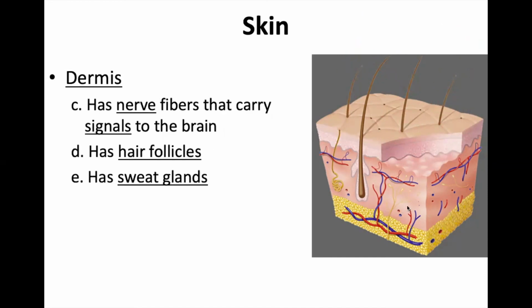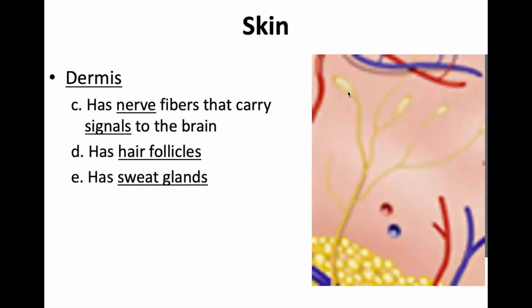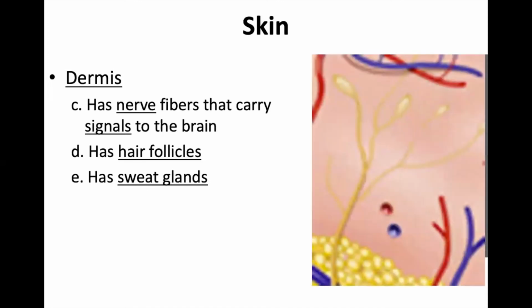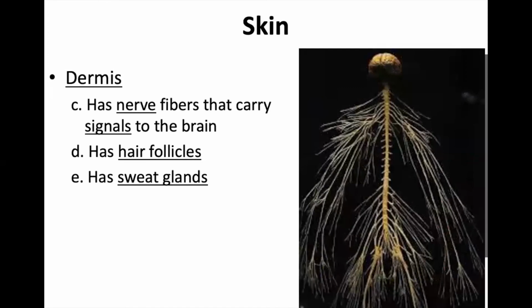You have nerves. They're going to carry signals to your brain. When you zoom in on that, there's the nerve. You can see the nerve endings. When you put pressure on the skin, the nerves feel that pressure, send a signal to your brain telling you about it, and your brain recognizes that you got touched. And these nerves spread across your entire body.